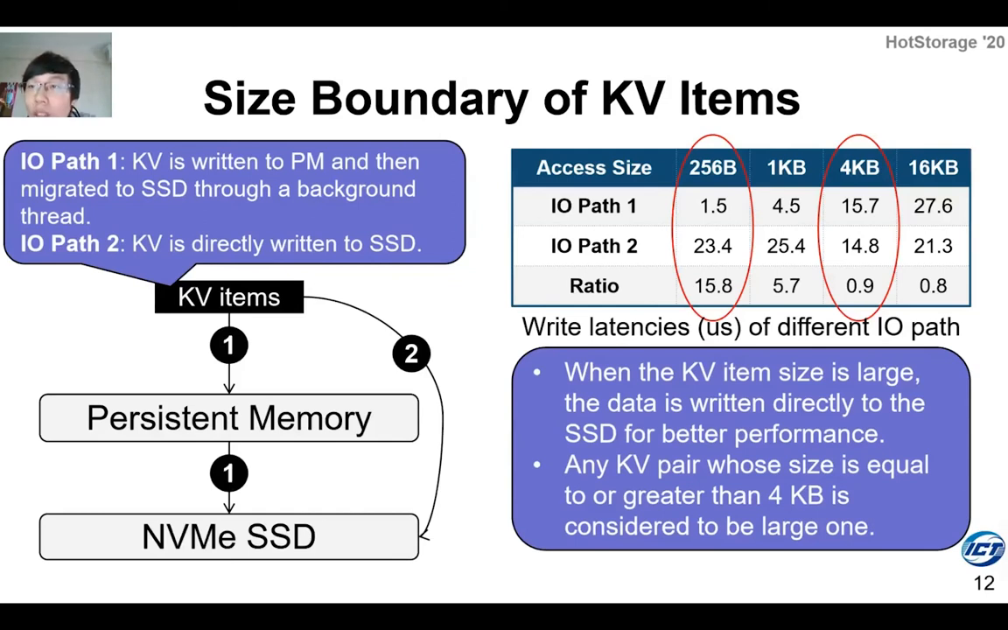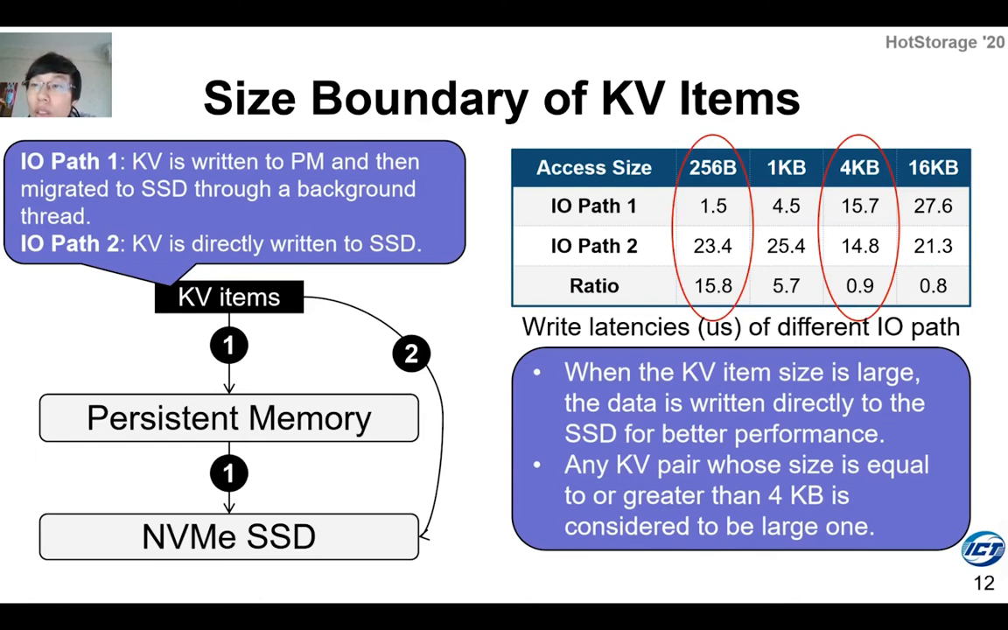We separately evaluated the latencies of data accessing under different I/O paths. For I/O path 1, key value pairs are written to persistent memory and then migrated to SSD through a background thread. For I/O path 2, key value pairs are directly written to SSD. The right table shows the average latencies when adopting different I/O paths for different size key value items.